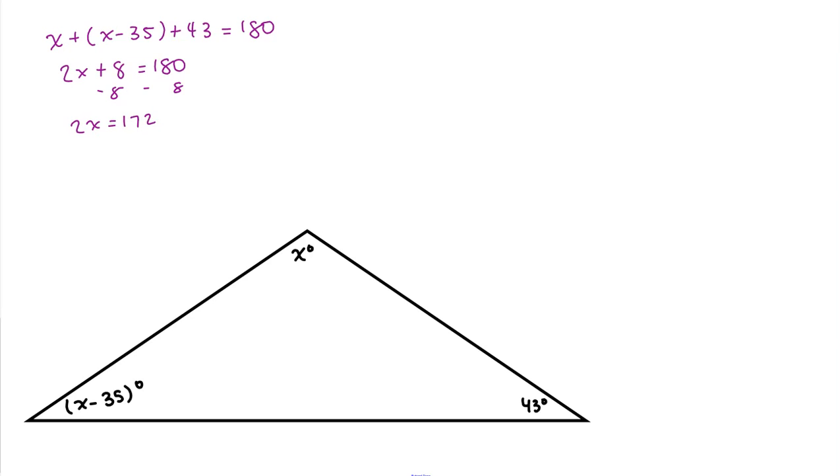And then 172 divided by 2. We divide that each side by 2. We get 86. Okay, so now we know that x equals 86 degrees. And now we're just left with this one. So we go x minus 35, which is 86 minus 35. And we have 51 degrees.